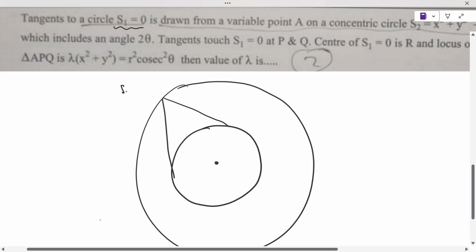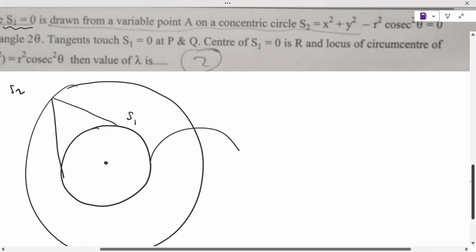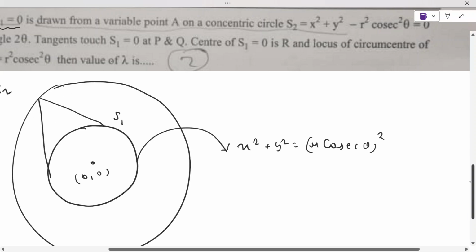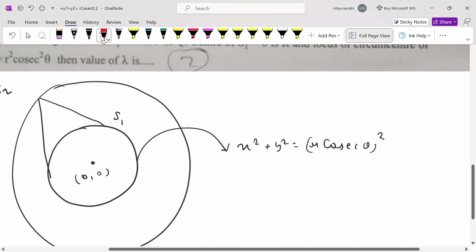It implies what? This is S2, this is S1. Got it? So this circle is given, and this circle's equation is x square plus y square equal to (r cosec theta) whole square. Then I can visualize this sort of thing. And it says the tangents include an angle 2 theta, which implies this whole angle is 2 theta.